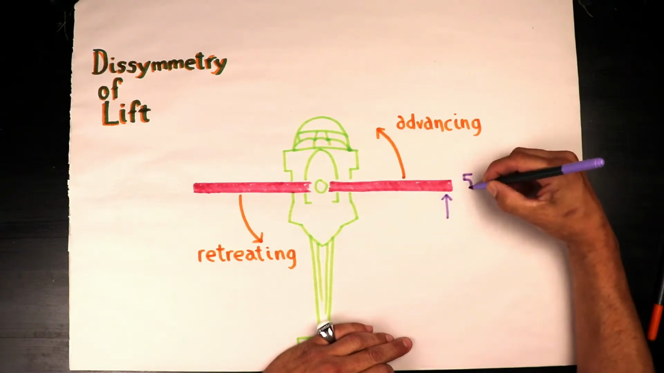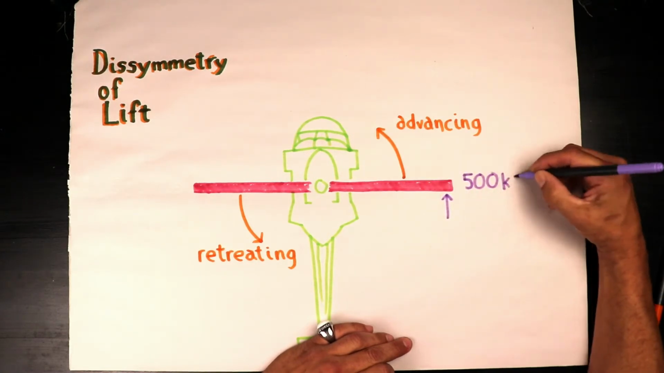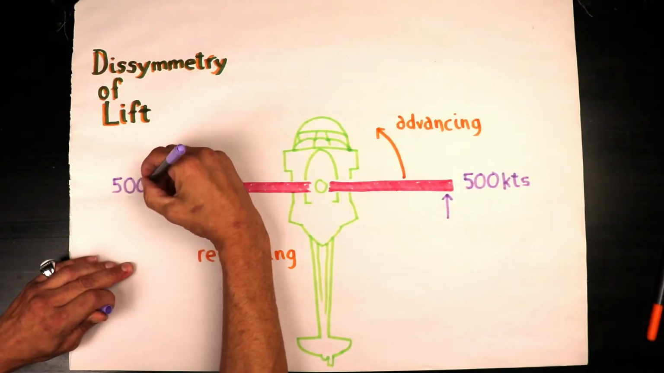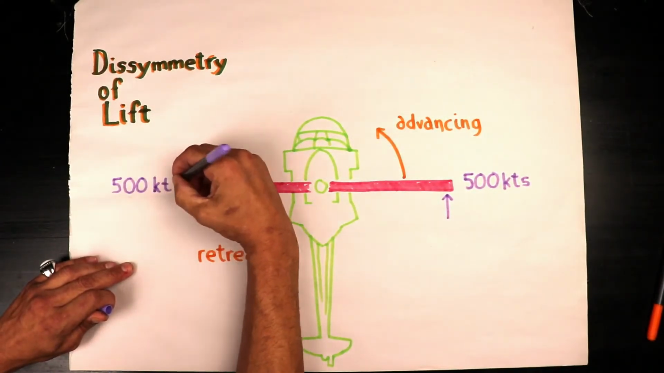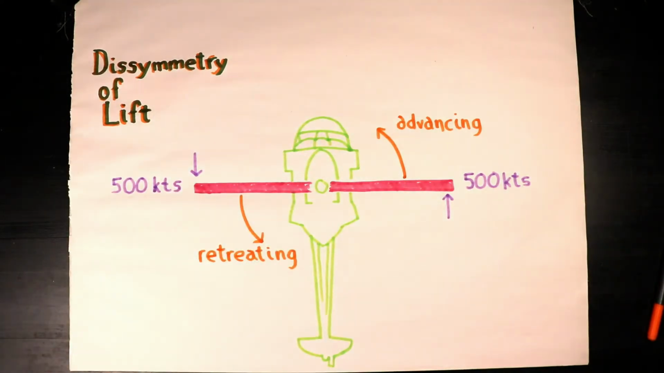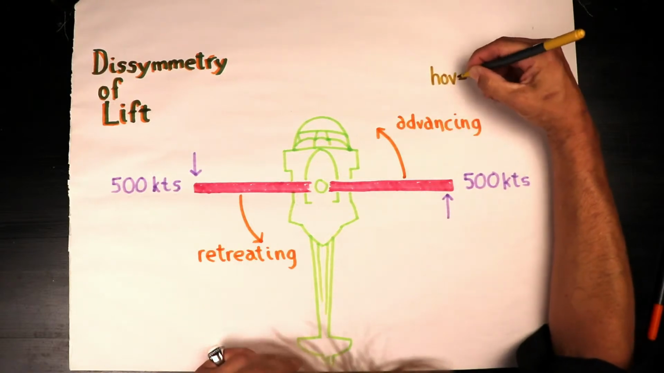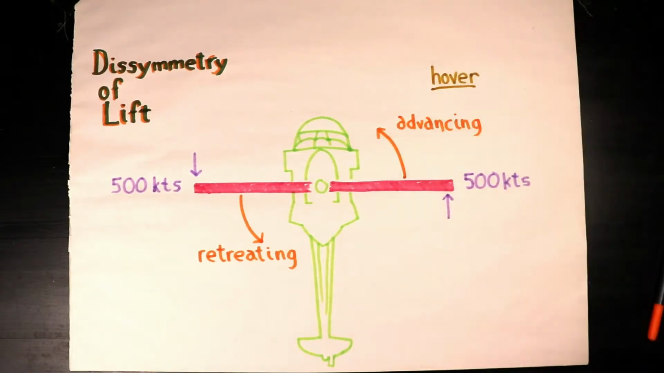Next, we want to talk about tip speed. So for this example, we're going to use 500 even for the speed at the tip of this blade, okay? So your advancing blade moving at 500 knots, the retreating blade will be moving at 500 knots as well because we're in a hover, no wind, okay? Blades are spinning as we just talked about, tip speed's 500.